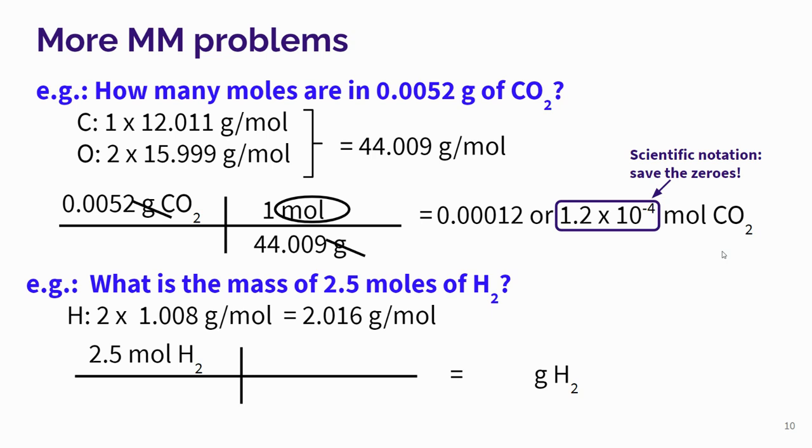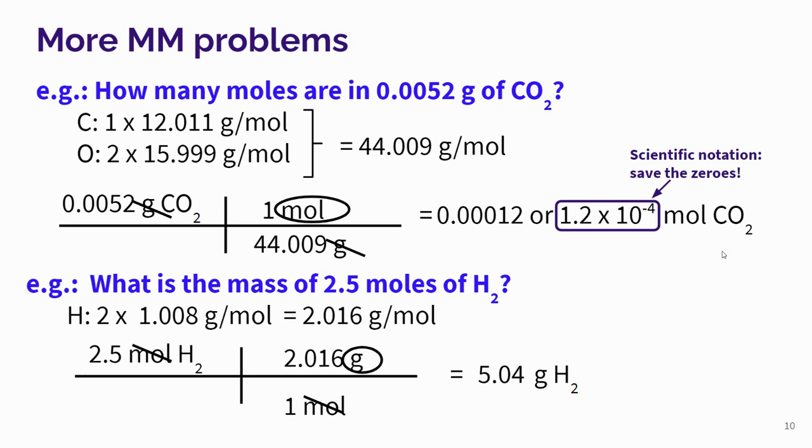And where should my moles be? Because we're solving for grams, we want those on top. So the 2.016 grams will go on the top and the 1 mole will go on the bottom. In this way, my moles will cancel out. Multiplying across the top and dividing by the bottom is really not necessary since it's just 1, but you can if you like. And you end up with 5.04 grams of hydrogen.